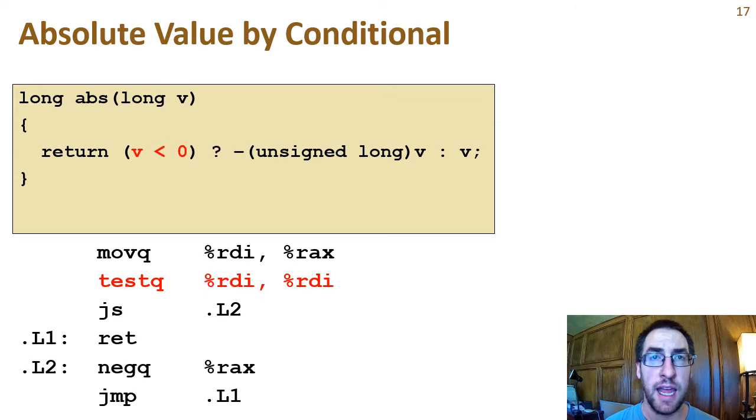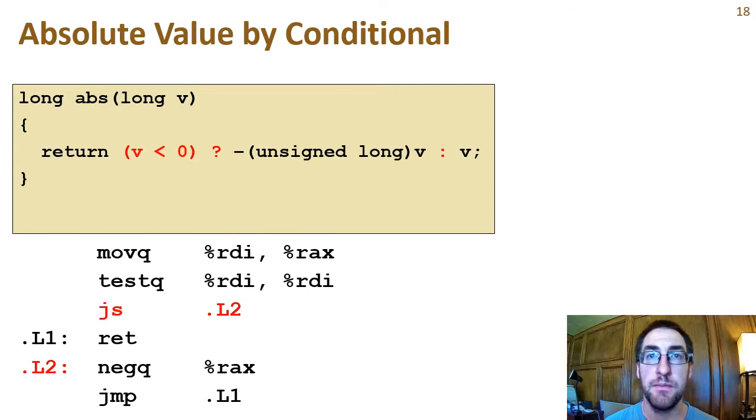So the test instruction ANDs V with itself. So the sign flag will be set if V is negative and cleared if V is non-negative. The zero flag will be set if V is 0 and cleared if V is non-zero. We'll take a closer look at each of those.